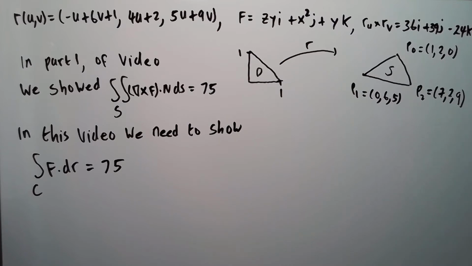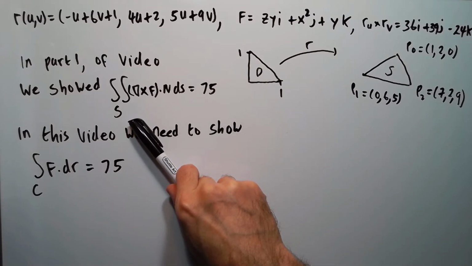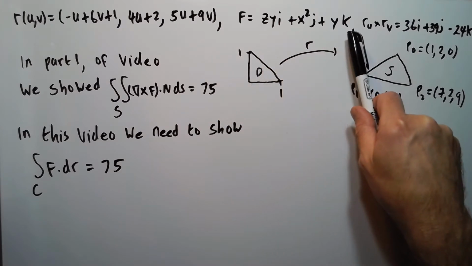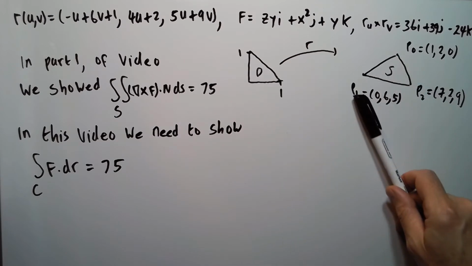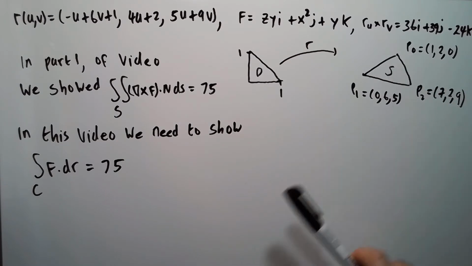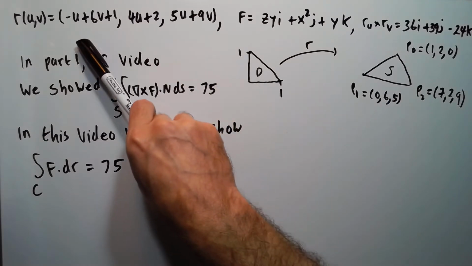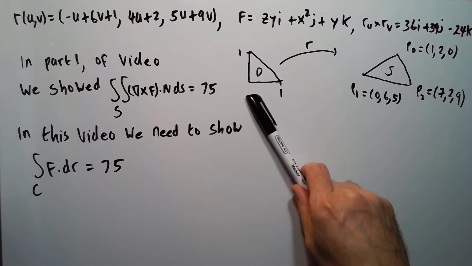Okay, so in part one of the video, we looked at the double integral side of Stokes' theorem, and we showed it was 75, where my F function's up here, and our S region here was the triangular region with these vertices. We parametrized the triangle, and we got this, and we parametrized it over a right triangle here in the UV plane.